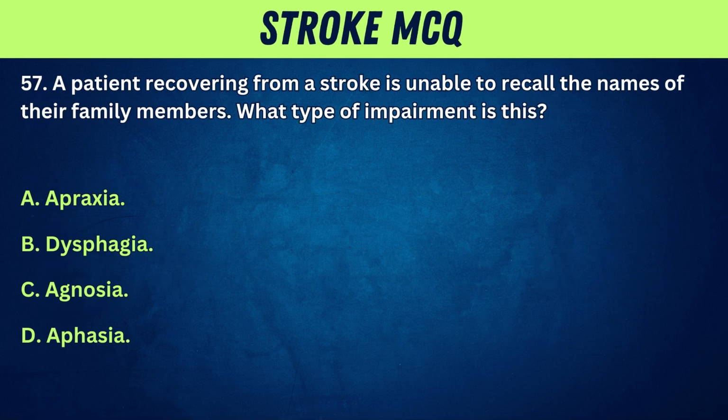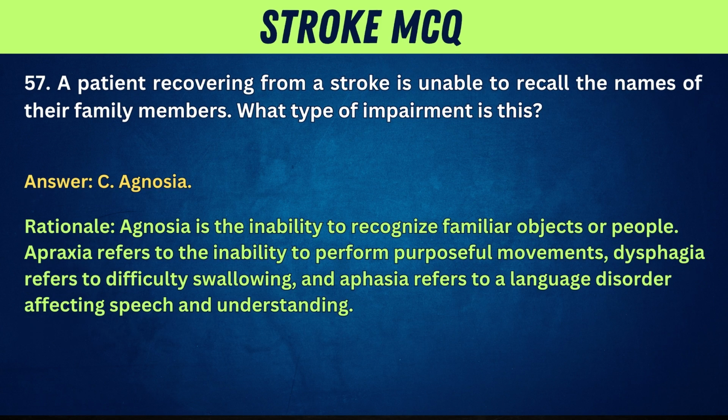57. A patient recovering from a stroke is unable to recall the names of their family members. What type of impairment is this? A. Apraxia. B. Dysphagia. C. Agnosia. D. Aphasia. Answer: C. Agnosia. Rationale: agnosia is the inability to recognize familiar objects or people.